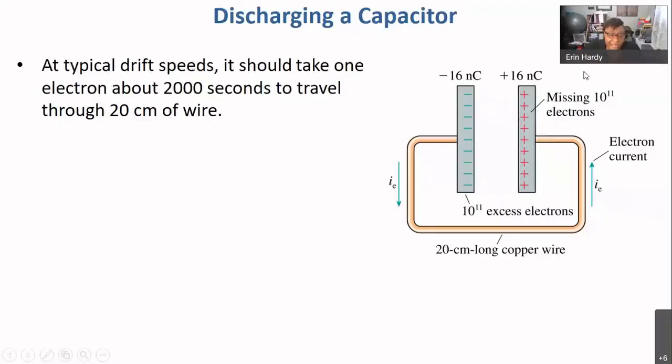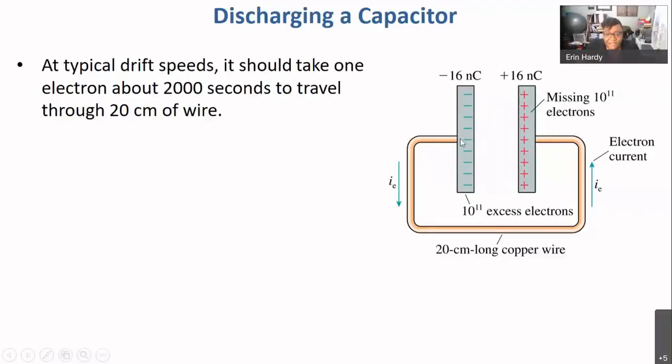So let's say that this particular capacitor is charged so that you've got plus or minus 16 nanocoulombs of charge on each plate. Those charges are stationary until you connect the plates with some wire or something that can conduct and allow current to flow through. The values of plus or minus 16 nanocoulombs are chosen so that we have a ballpark idea of the number of electrons that had to be stripped off of one plate and taken to the other to achieve this charge distribution in the first place. So that's around 10 to the 11.